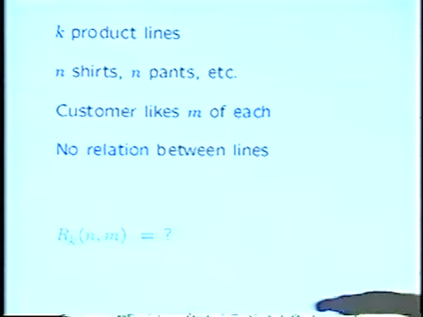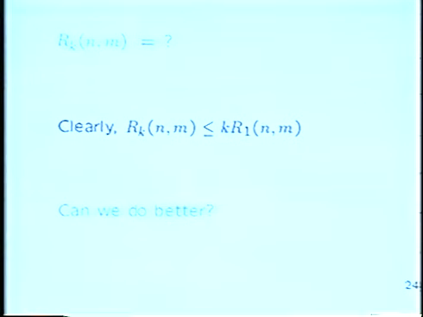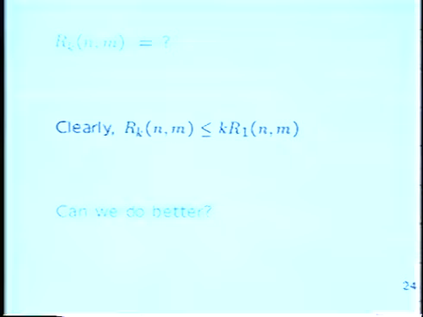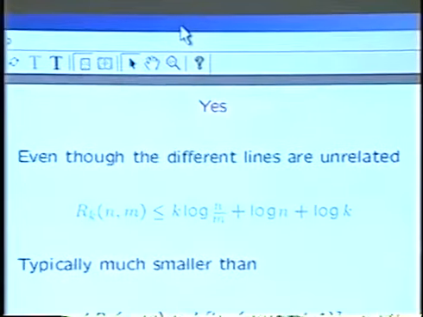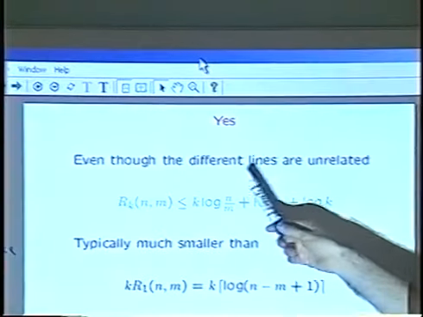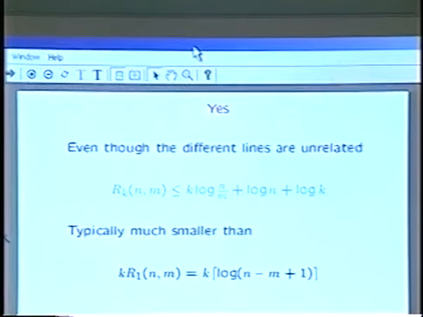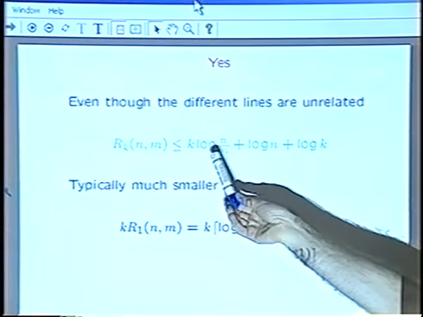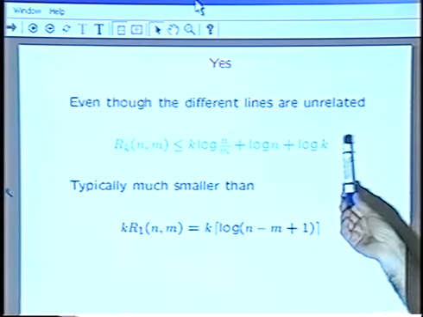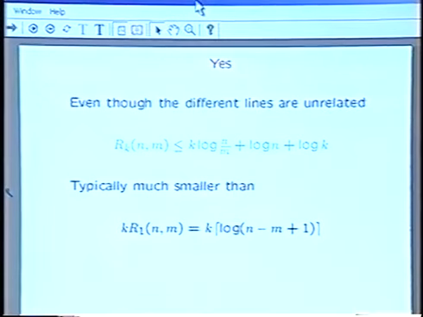So clearly you can do with K times the number before, right? I mean, you can just describe which shirt that you want and describe which pants and so on. The question is, can you do better, even though there's completely no relation between the shirts and pants and so on? What we'll show is that, yes, even though the different lines are completely unrelated, they could as well be in different companies, the number of bits is this number, which typically is much smaller than K times the original one.